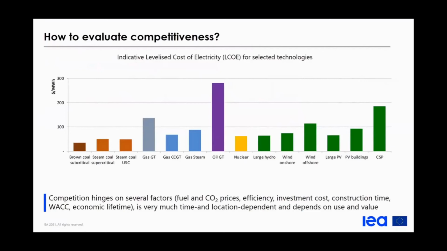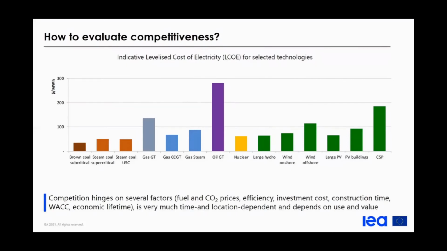One very important aspect is how to evaluate the competitiveness of the different electricity generating technologies. So competition depends on several factors, of course, cost components, but also when the plant is used, the time of use, and where. For example, if there is a grid congestion in the specific location. And it also depends on the value side of things, the value of electricity generated, and prices, of course, which could be higher generally at peak demand time.